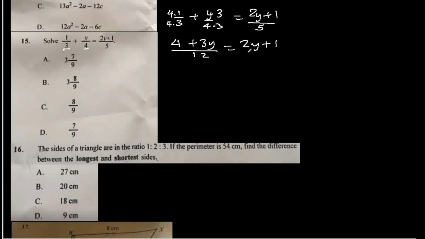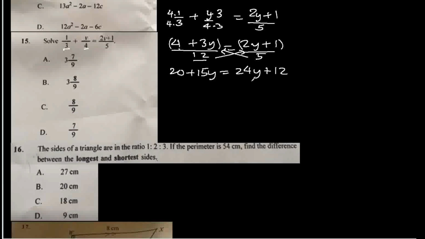Okay, so let's cross multiply again. 5 multiplies with both of them, 12 multiplies with both of them. So it becomes 5 times 4, 20, plus 15y equal to 12 times 2y, 24y plus 12.